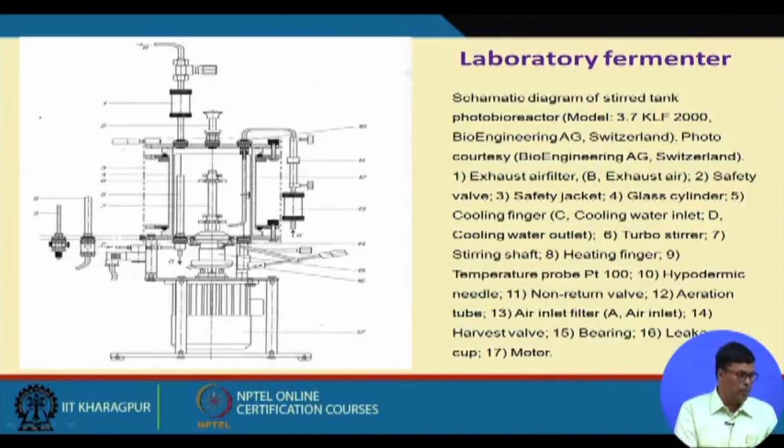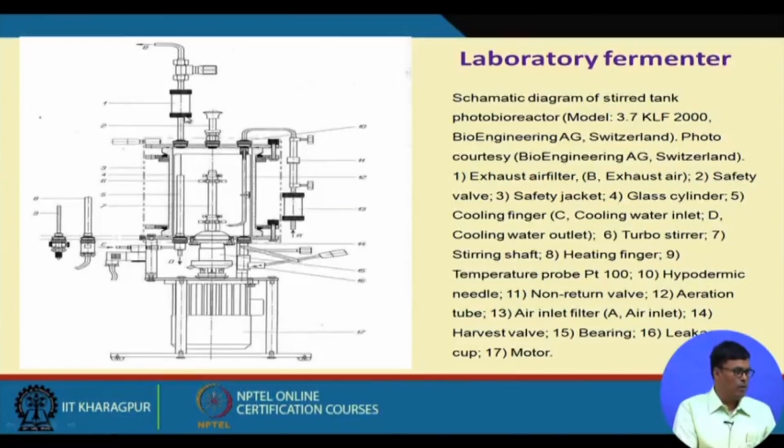So there is every possibility that some air can enter through this system, so it should be perfectly sealed so that no air can go inside the system. Then here we have some heating arrangement. At the industrial level we do it in a different way. I shall show you how we maintain the temperature in the industrial fermenters.